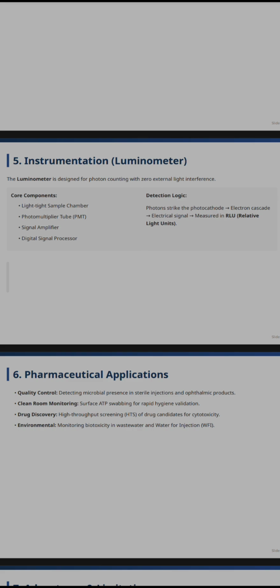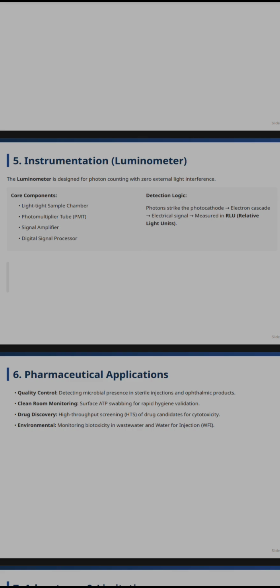Moving on to the procedure, which is very simple. First we collect the sample. This sample may be a biological sample, an environmental sample, or any other sample. To that sample we add luciferin, and then we add the luciferase reagents. The reaction starts in the presence of ATP only. Light is produced, the luminometer detects the light, and we finally get the result in relative light units. How much light is emitted is expressed in terms of relative light units. The concentration is directly proportional to the relative light units.